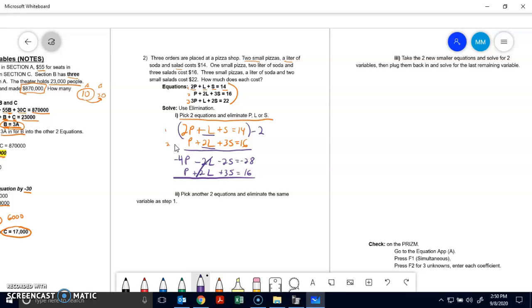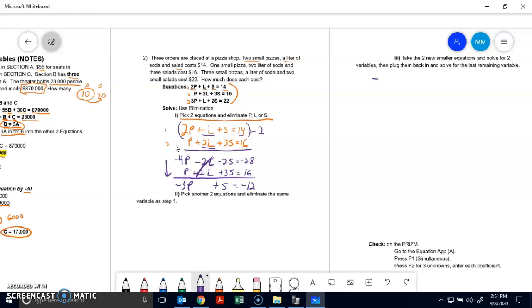So I multiplied the whole equation. Make sure you multiply everything, even the 14, by negative 2. So I end up with negative 3p when I combine these together. Negative 4 plus 1. L's cancel. Negative 2s plus 3 would be 1s. And negative 28 plus 16 is negative 12. Okay, so I have one equation.